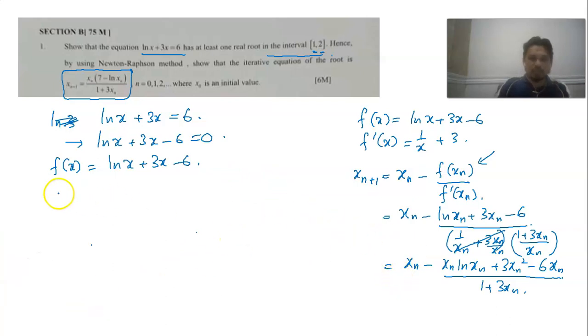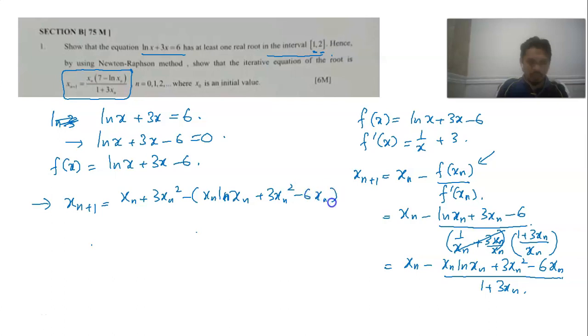Okay, so we continue here. So x_{n+1} equal to, okay, from here we describe this one as x_n plus 3x_n squared minus x_n natural log of x_n plus 3x_n squared minus 6x_n, and divide by 1 plus 3x_n. Okay, this x_n and this x_{n+1}, just to differentiate between these two.